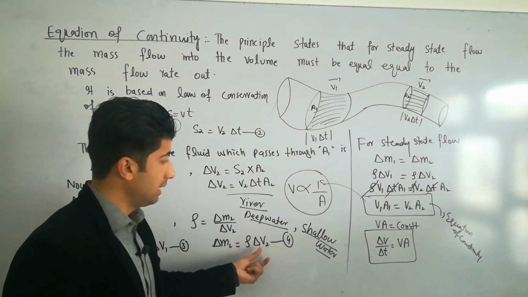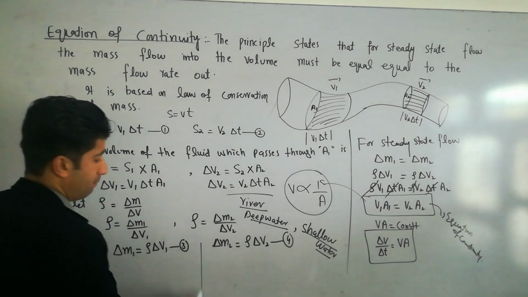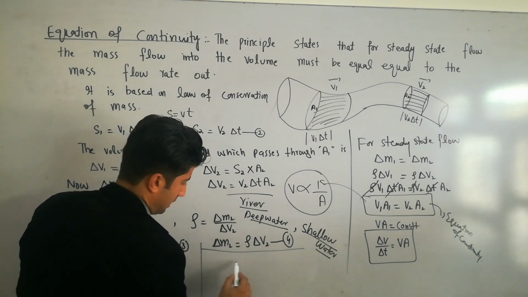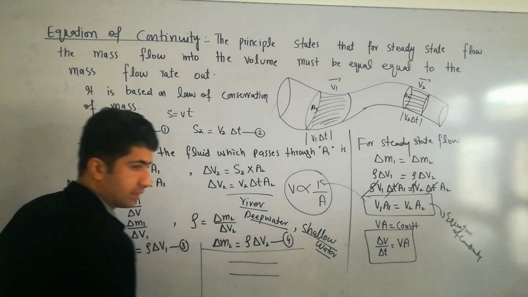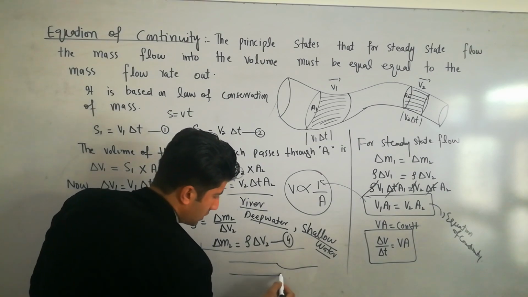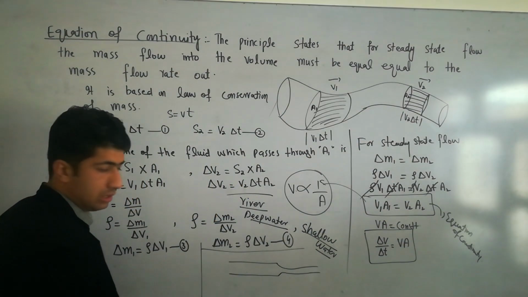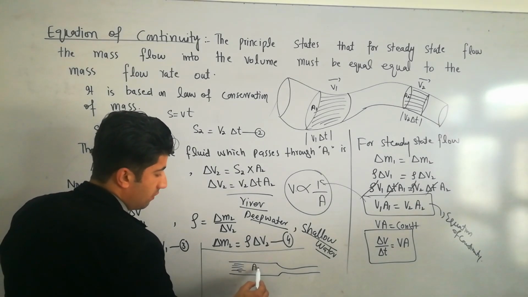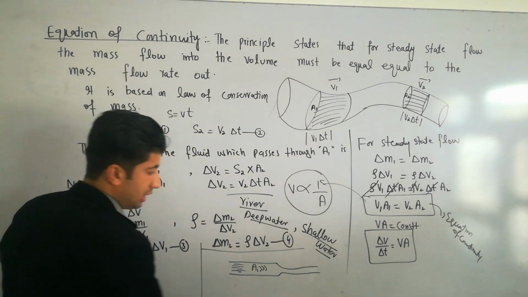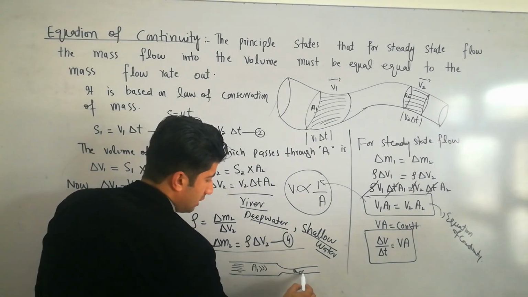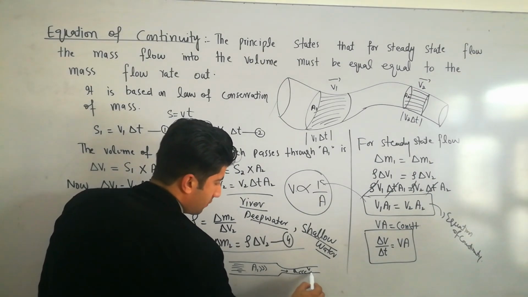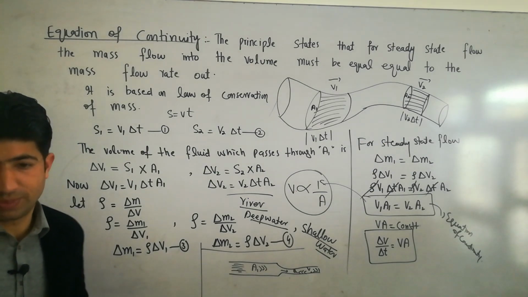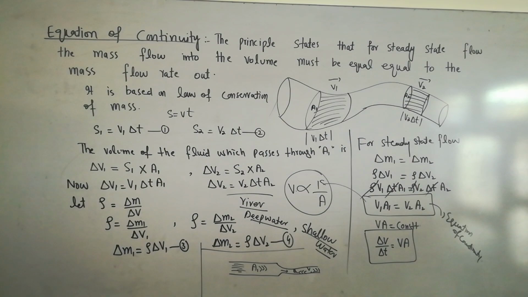Understand? Another example: if you take this pipe, we have two cross-sectional areas. Here, water will move with a very low speed because the area of cross section is high. But here, water will move with a very fast speed because the area of cross section is small. So this is called the equation of continuity, and it is based on what? The law of conservation of mass.